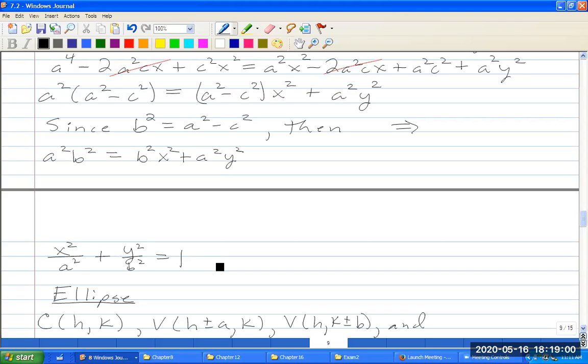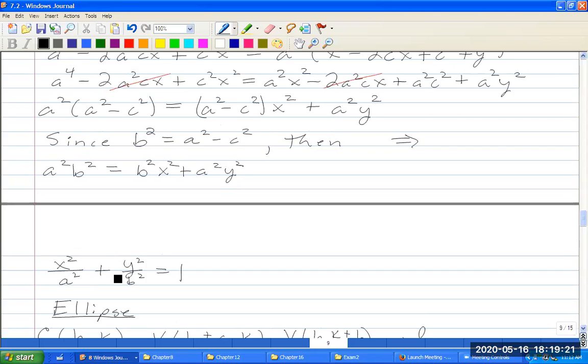This is the equation of an ellipse centered at the origin, where the distance to each vertex, well, in the x direction is a and in the y direction is b. And I also have the fact that b squared is a squared minus c squared.